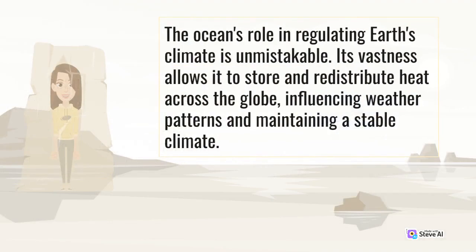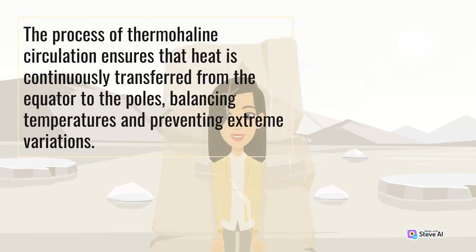The ocean's role in regulating Earth's climate is unmistakable. Its vastness allows it to store and redistribute heat across the globe, influencing weather patterns and maintaining a stable climate. The process of thermohaline circulation ensures that heat is continuously transferred from the equator to the poles, balancing temperatures and preventing extreme variations.